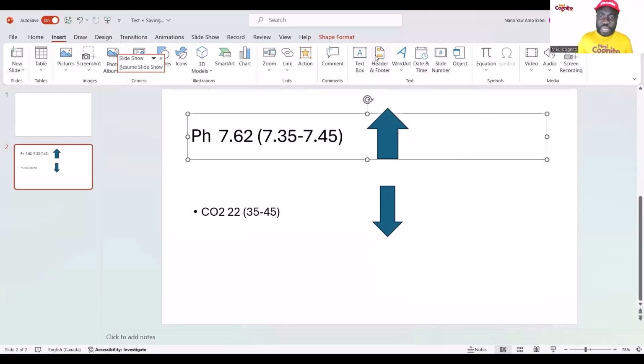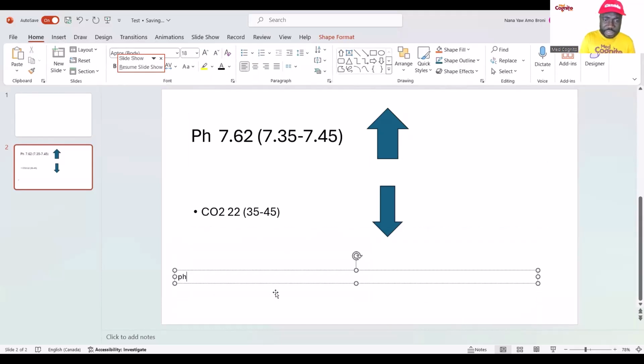My pH puts me in alkalosis. Now, my next step is CO2. If CO2 is pointing in the opposite direction of pH, and I know that CO2 is regulated by the lung, I'm looking for that opposite. As soon as I see that CO2 is opposite, my answer is respiratory alkalosis.